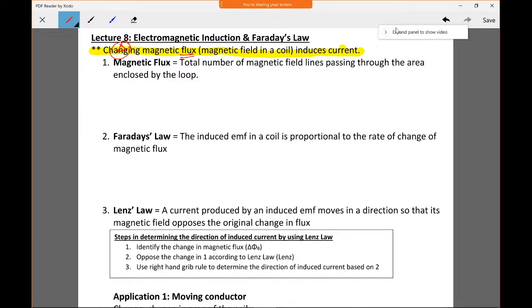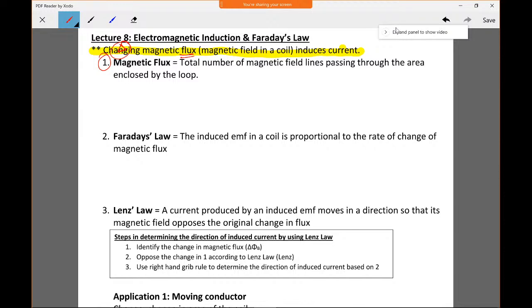It's somehow difficult because most of the students cannot get what it means by changing magnetic flux. As long as in your mind you have that it must be a change in magnetic flux, basically you have mastered the topic well. Right, so what is actually magnetic flux? Look at the definition. It's the total number of magnetic field lines passing through the area enclosed by a loop.